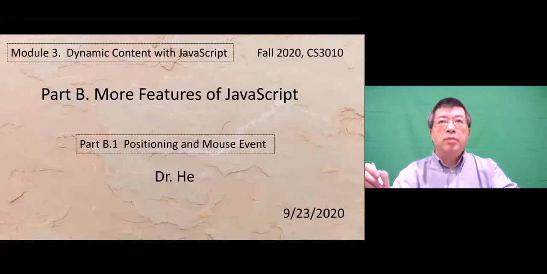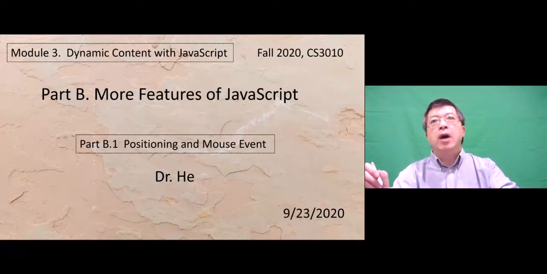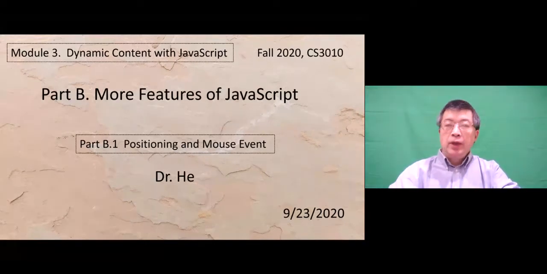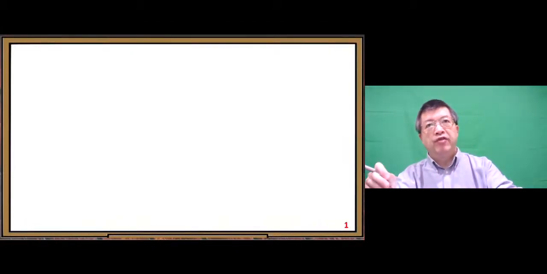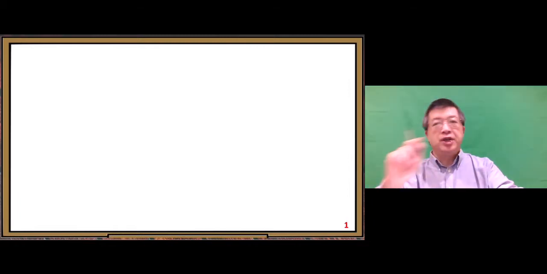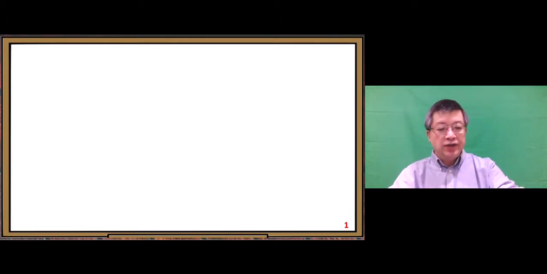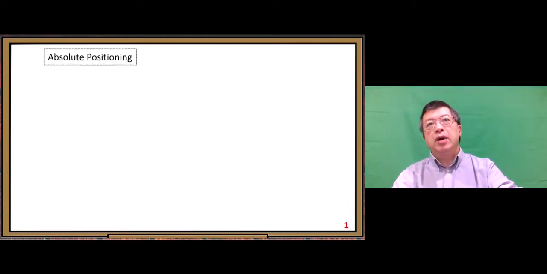Okay, we start part B, more features of JavaScript. B.1, positioning and mouse event. In this part, we will learn two topics. The first one, positioning topic, and the second one, mouse event topic. The first one, I will use two examples. So let's look at our first example about absolute positioning.